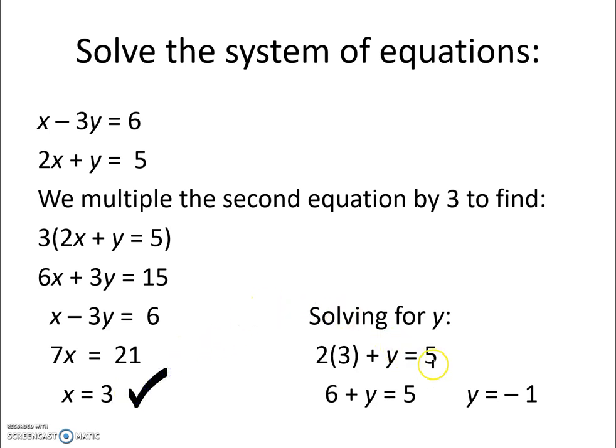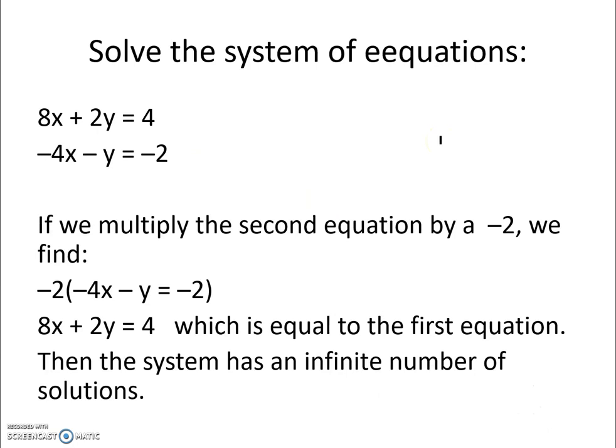Once we know x, we can use either equation to solve for y. I chose to use the second one, 2x plus y equals 5. Putting 3 in there for x, we know 2 times 3 is 6. When we subtract 6 from both sides, we end up with y equaling negative 1. So then the point (3, -1) is a solution to that system of equations.